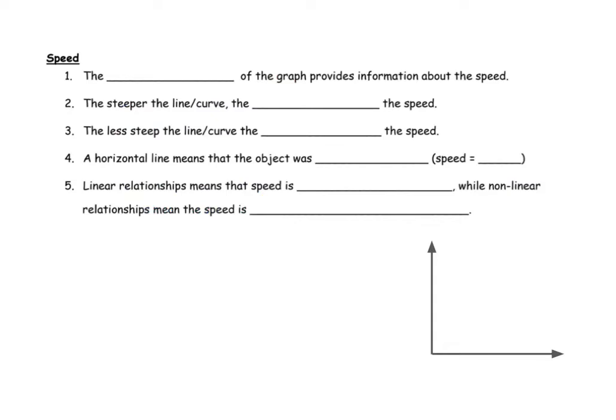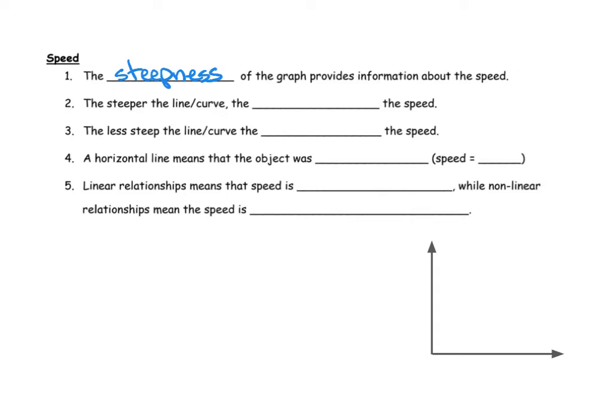Let's also talk a little bit about speed, because as we noticed in the previous video, when the speed changed, a feature of the graph changed. And what really changed was how steep the line was. So if we're looking at a distance time graph, how steep a line is will tell us how quickly something is moving. So the steepness of the graph will give us some information about the speed.